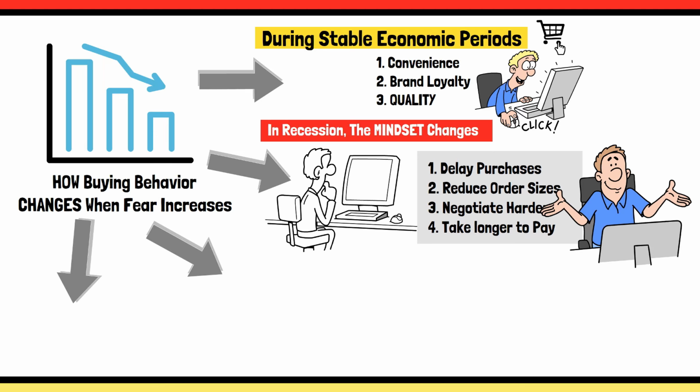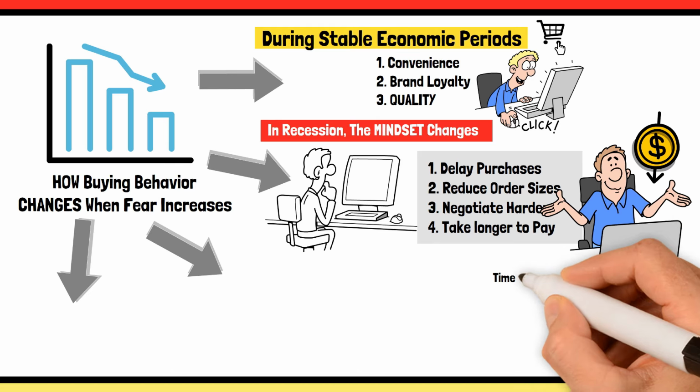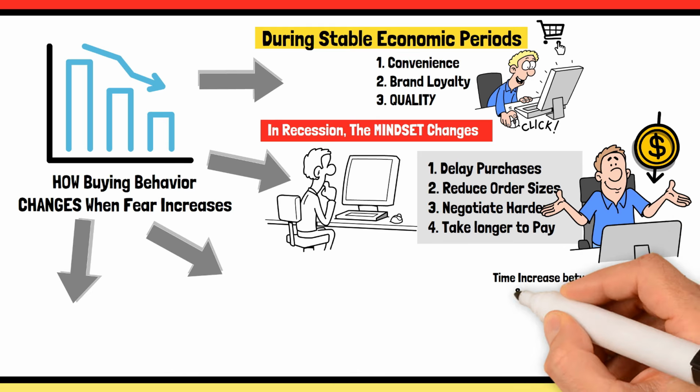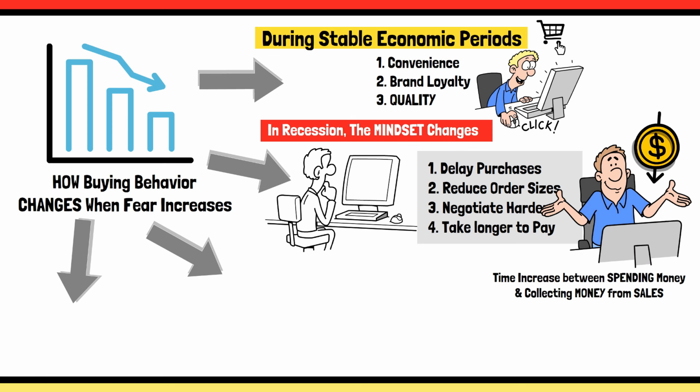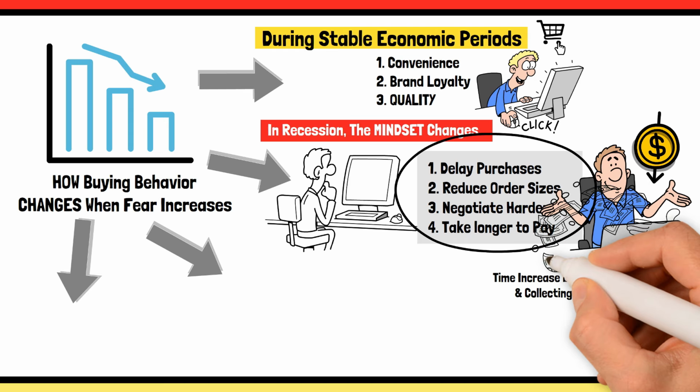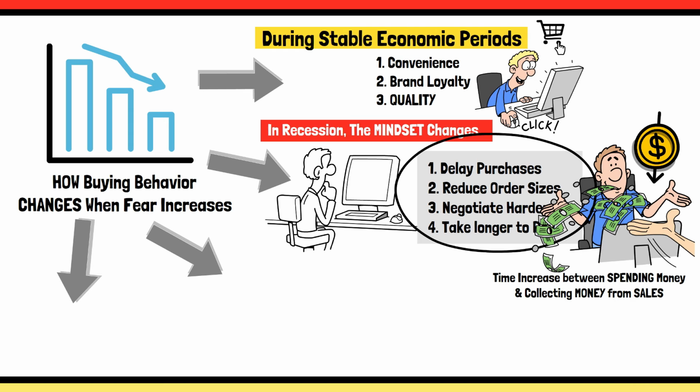This slowdown creates pressure on revenue and extends your cash conversion cycle, which is the time between spending money to produce something and actually collecting money from sales. If you ignore this shift in behavior, you might continue spending as if the market is normal and burn through your cash reserves too quickly.